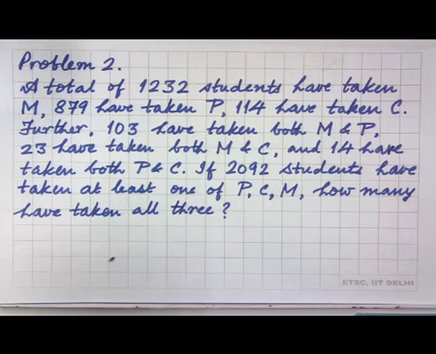The last part that is required to solve this problem is you're given that 2,092 students have taken at least one of the 3 subjects. And from there, you have to deduce how many have taken all 3. Notice there is nothing mentioned about the class size or the survey size.